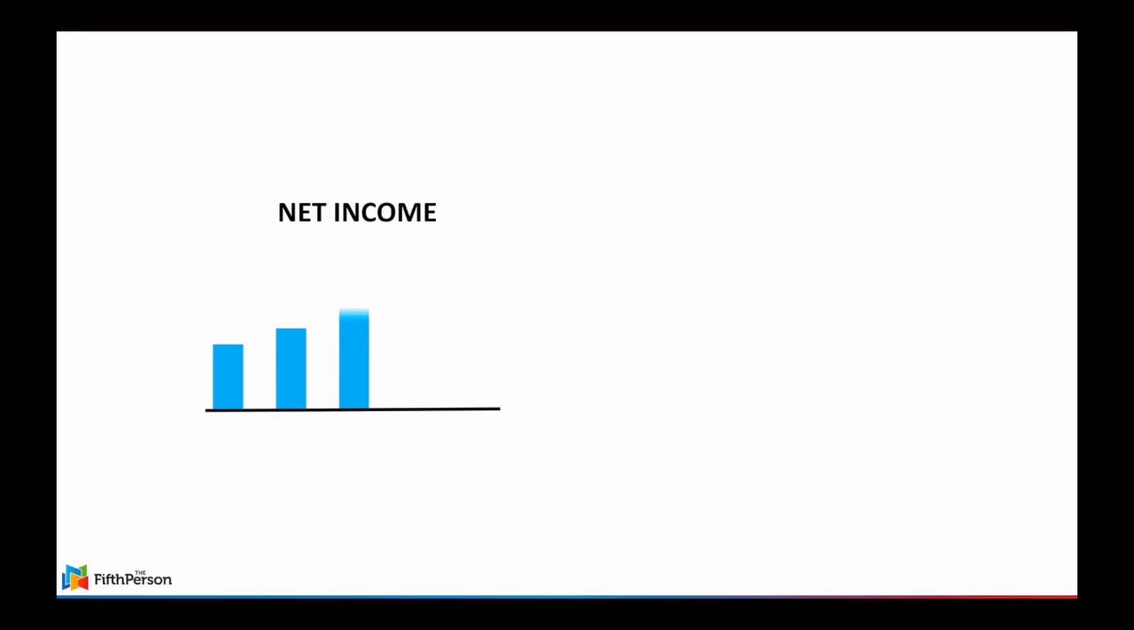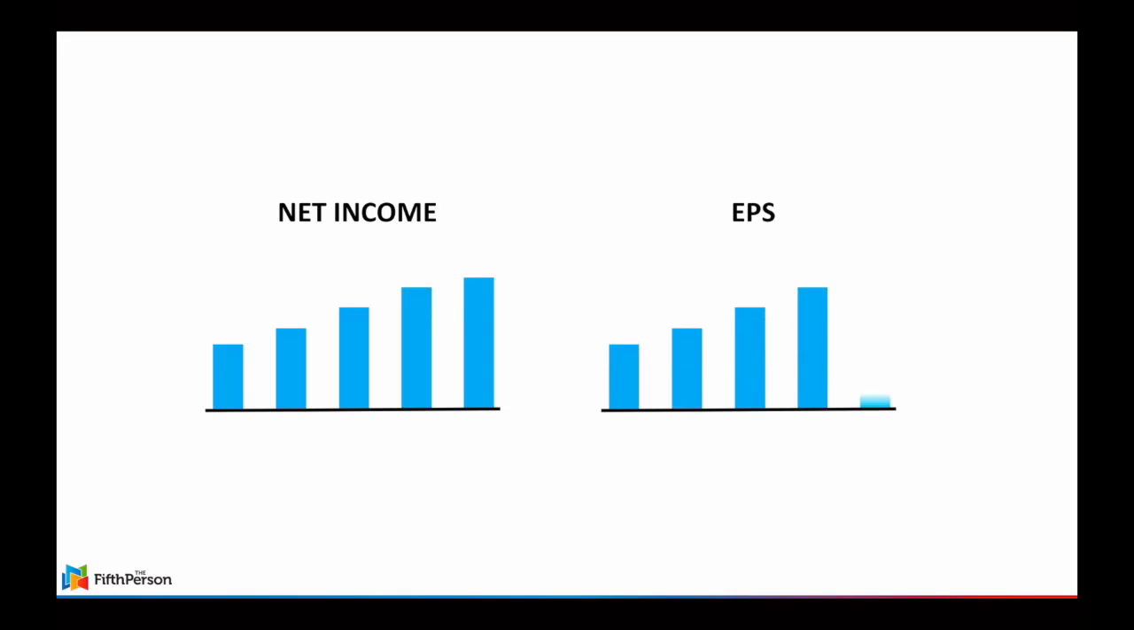Next, I want to really emphasize the level of EPS, what we call high quality EPS versus low quality EPS. So what we mean by high quality EPS is that the net income is consistently increasing while the earnings per share is consistently increasing. This is what we call good quality earnings per share.